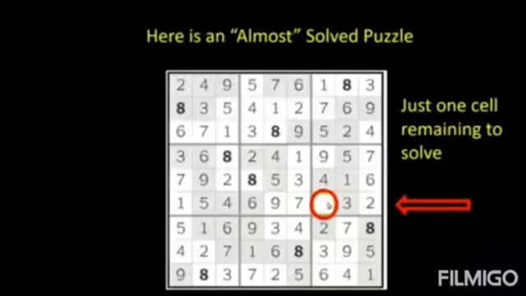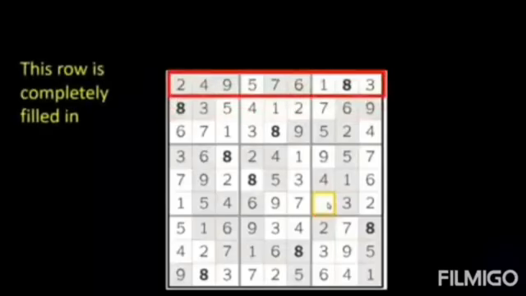Let us try to solve it. Just one cell remaining to solve here. So we can go for the digit which is unfilled here by looking through row. This row is completely filled in, as you can see. 1, 2, 3, 4, 5, 6, 7, 8, 9. All digits are here from 1 to 9.